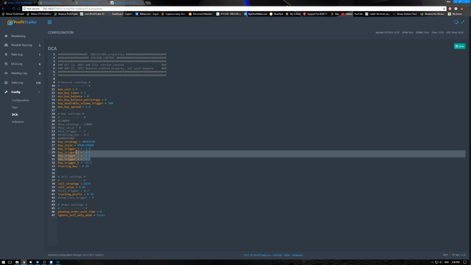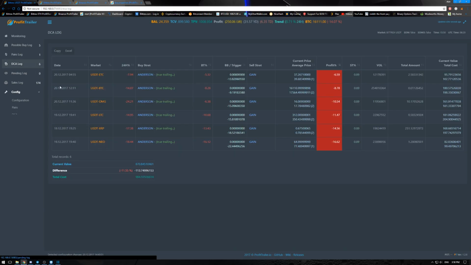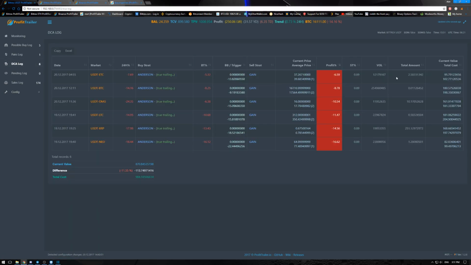Alright, so let's explain how it works now. Let's say our pair we've bought has hit the negative 1.9 that we set in our pairs log, and it's populated into the DCA log. Let's just go to the DCA log. Alright, so we're in a DCA log, and the pair keeps tumbling down and hits our first DCA trigger of minus 2.4. Obviously the ones in our current DCA log have well truly passed that. But it hits at minus 2.4, and what it is going to do is a double down.